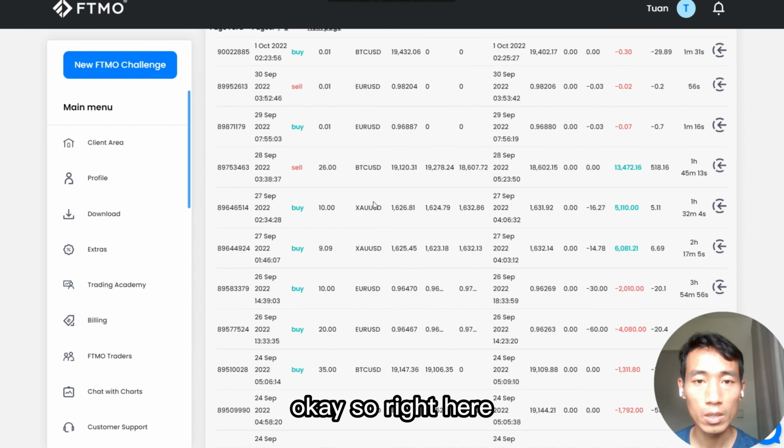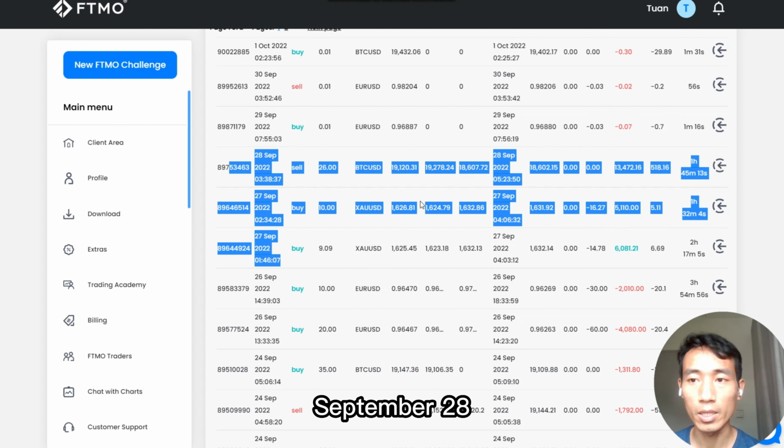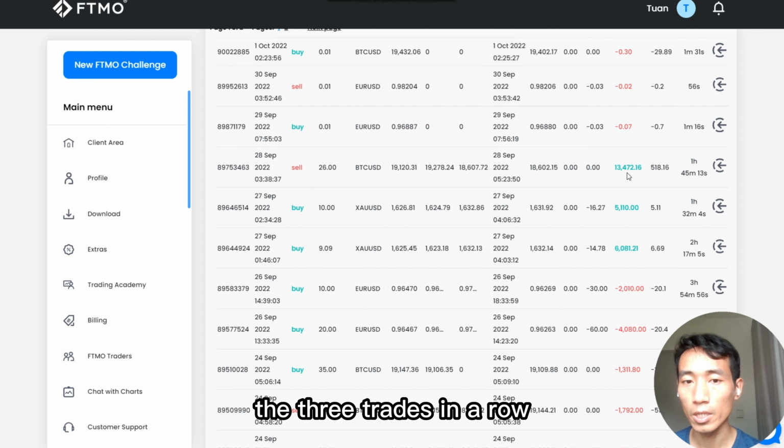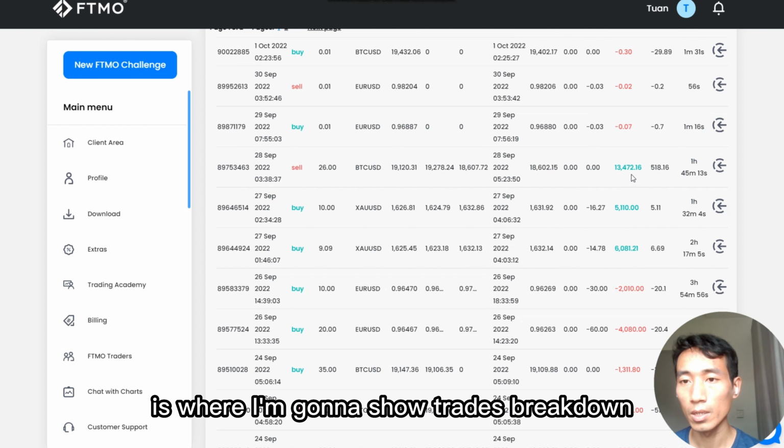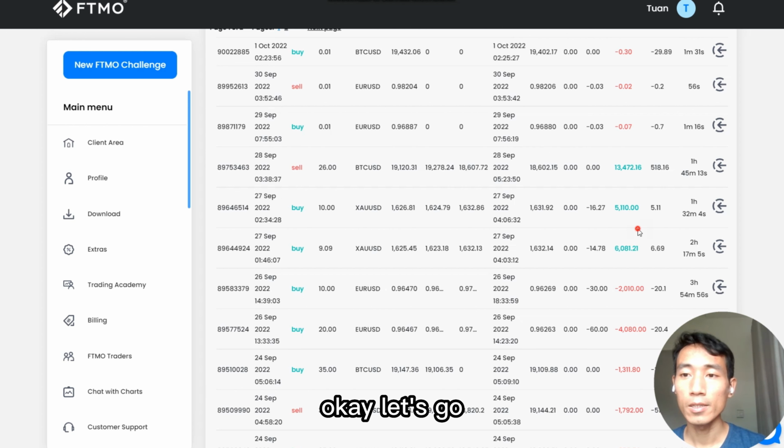Okay, so right here, September 27 and September 28. The three trades in a row are where I'm going to show the trades breakdown. Okay, let's go.